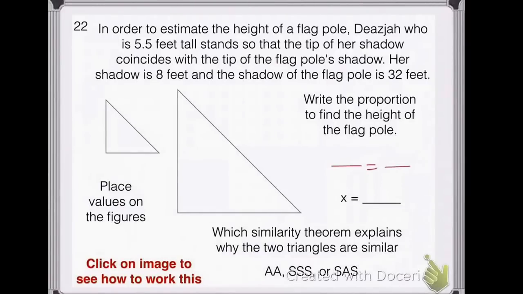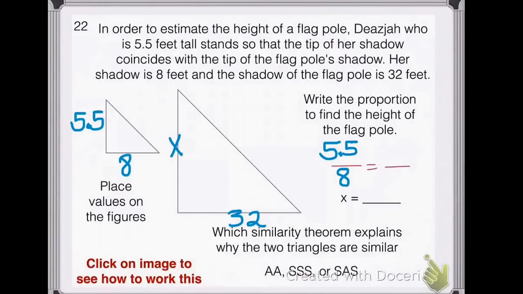If Diaja is 5 feet tall, height's got to go on your vertical side. If her shadow is 8 feet, shadows go on the ground. And the shadow of the flagpole is 32. I want to find the height of the flagpole, so I would let that equal X. So I have to set up my proportion. So I would say 5 over 8 equals X over 32.